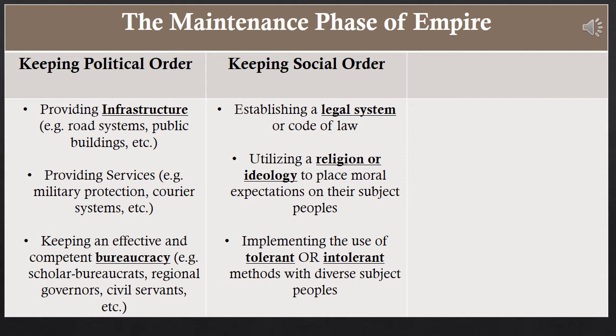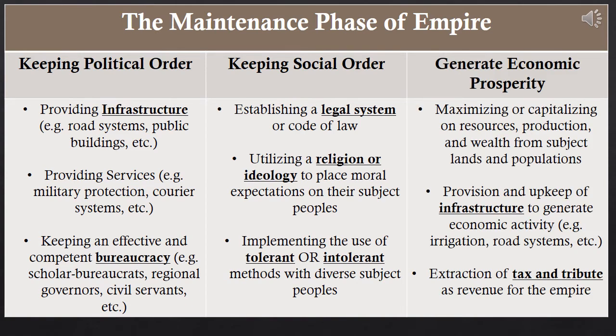In many cases, political elites employed religious teachings and practices in order to keep social order, and sometimes those political elites would employ varied levels of religious tolerance and intolerance to maintain their empires. During the early modern period, political elites employed an array of methods and techniques to keep social order.